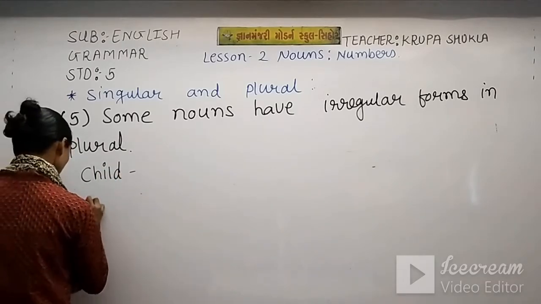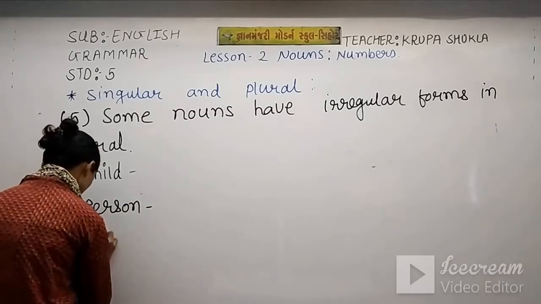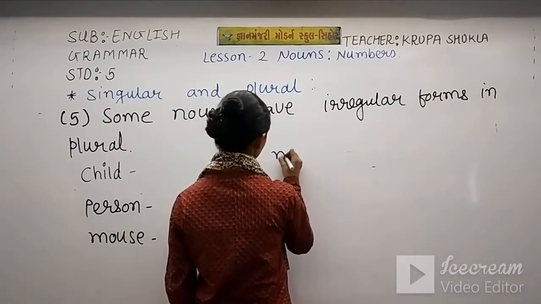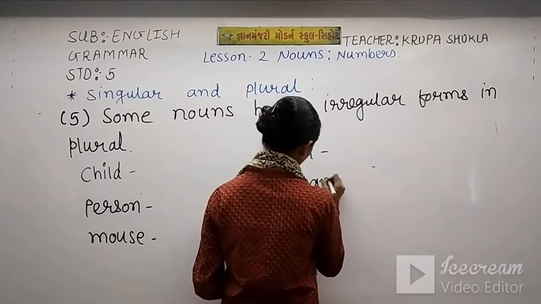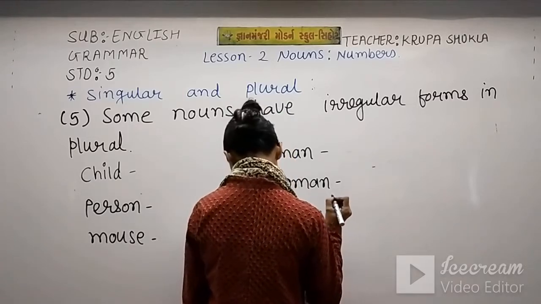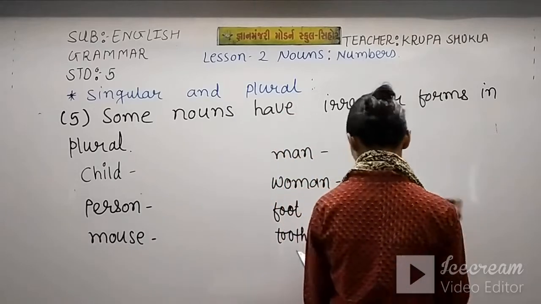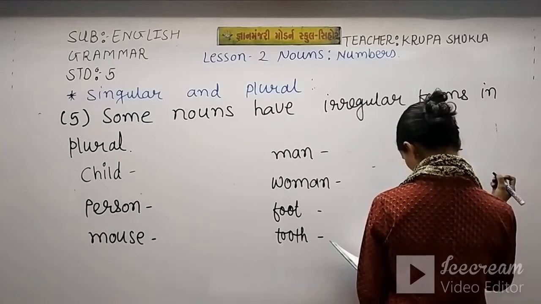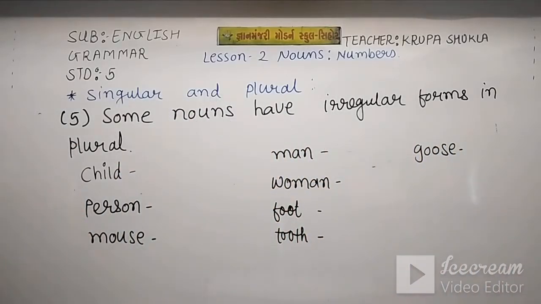Child, person, mouse, man, woman, foot, tooth, goose. These are the nouns. Now we'll make them plural.